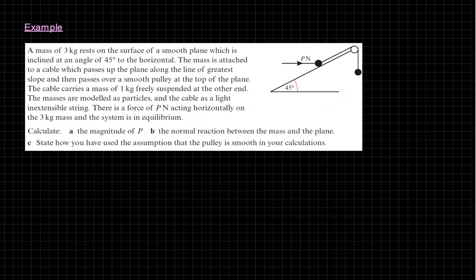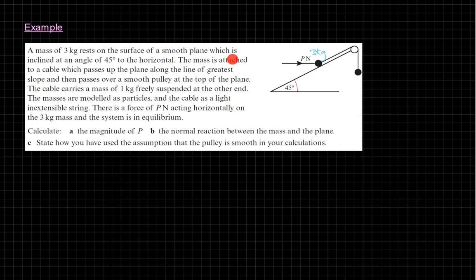So in this example, we've got inclined planes and pulleys and some sort of mystery force. So let's see what's going on here. A mass of 3 kilograms rests on the surface of a smooth plane, which is inclined at an angle of 45 degrees to the horizontal. So that's this one. That's the 3 kilogram one. Let's just make a note of that one there. So that's 3 kilograms. Okay, what's next?